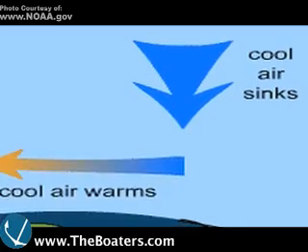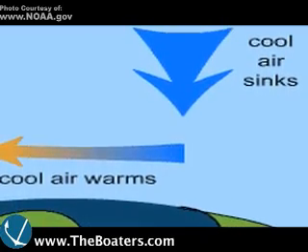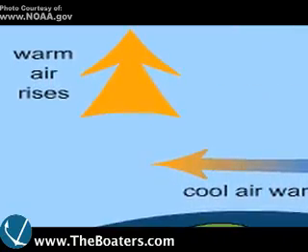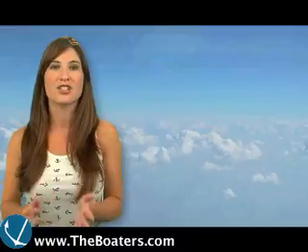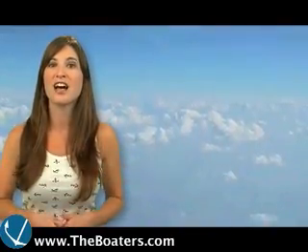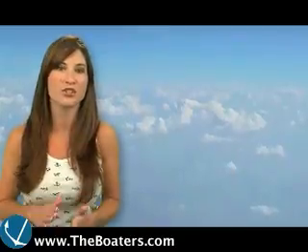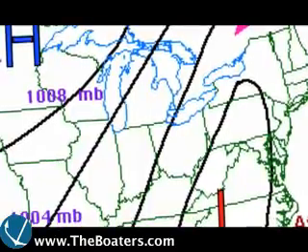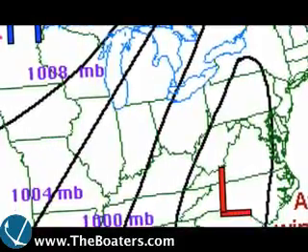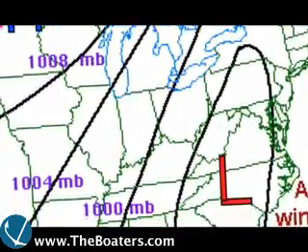High-pressure systems are typified by cold, dry, sinking air, while low-pressure systems are typified by warm, moist, rising air. Since cold air is denser than warm air, it sinks, which creates a higher pressure at the Earth's surface. The 3 or 4 digit number under the H or L on a map tells you the relative strength of the system in millibars of pressure.